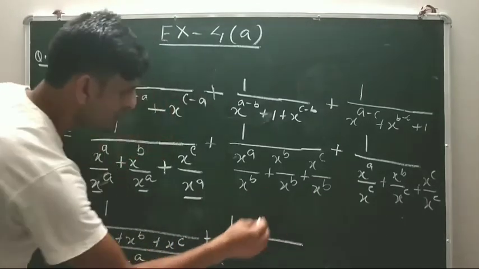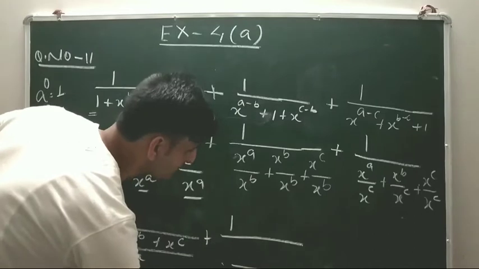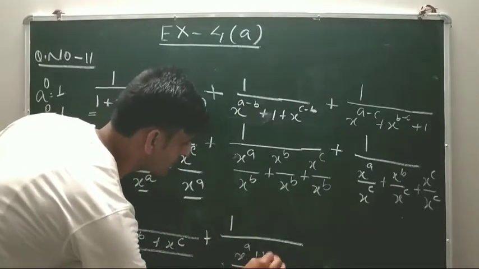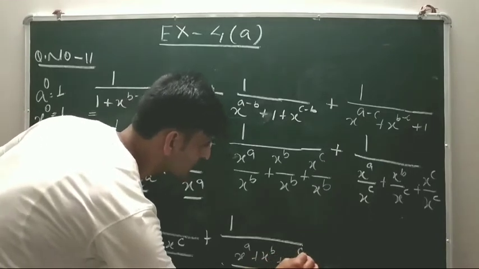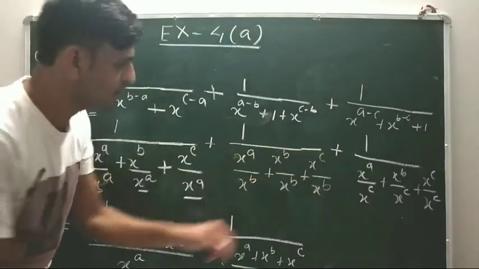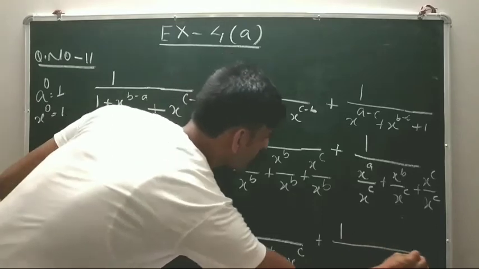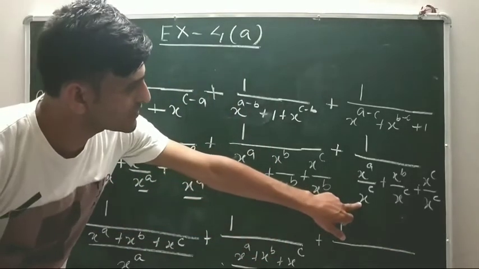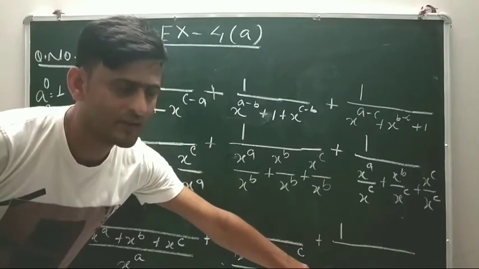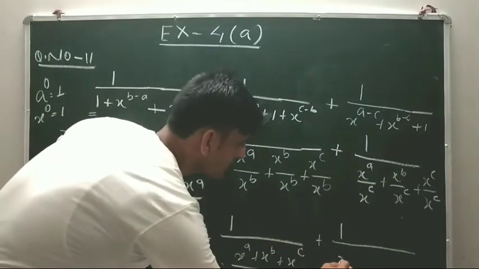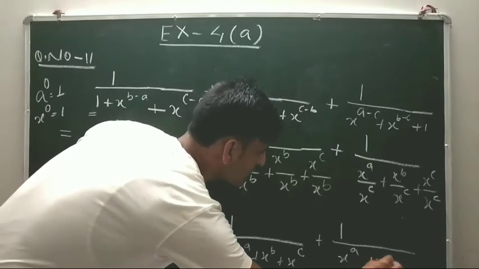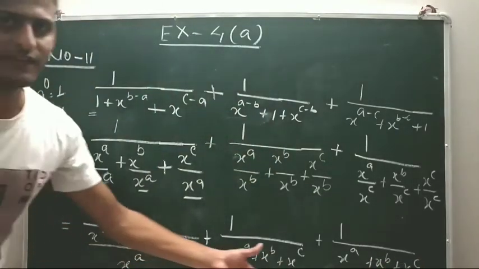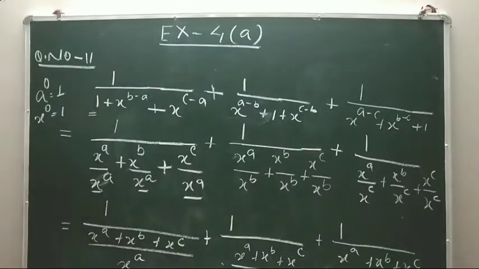See, x to the power b we can take as LCM. That means here we will get x to the power a plus x to the power b plus x to the power c. Again in this part also we can take LCM, x to the power c. So what we will get? x to the power c divides x to the power c 1 times, that means 1 into x to the power a means x to the power a, again x to the power b plus x to the power c. We got up to this step. Now let us move to the next step. Now see.